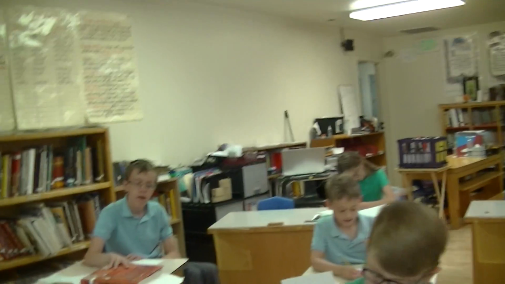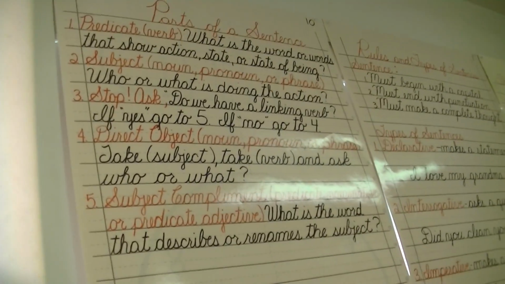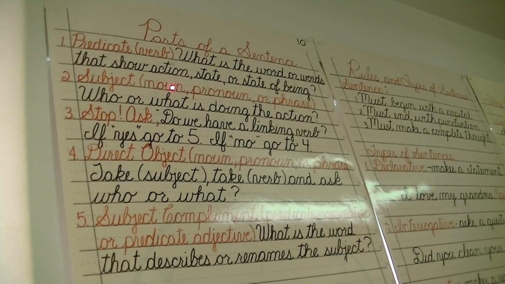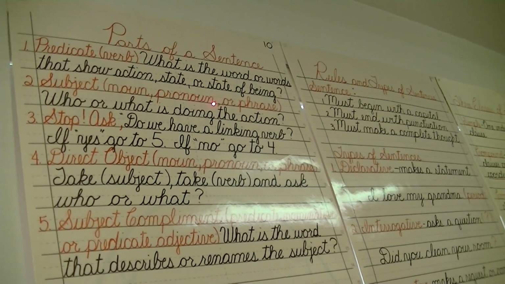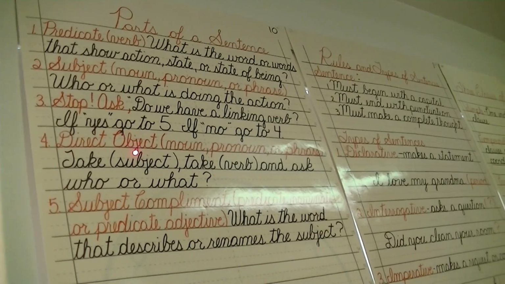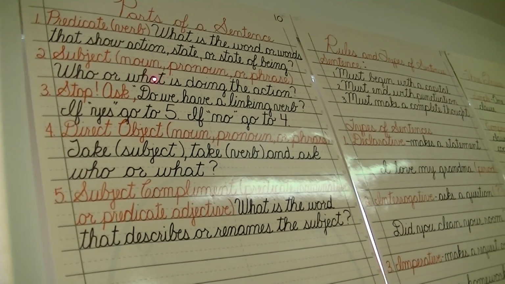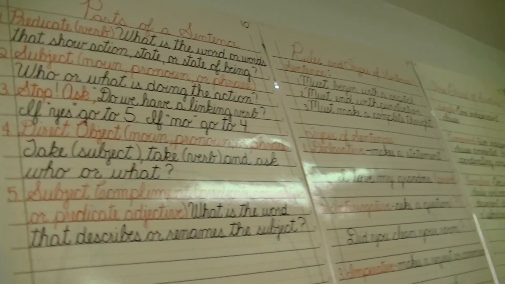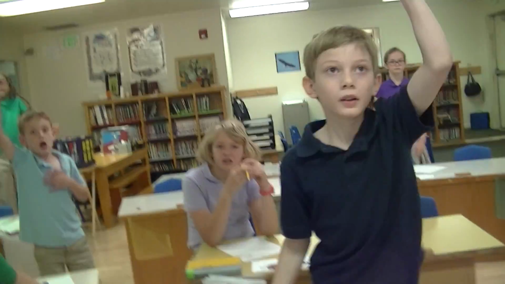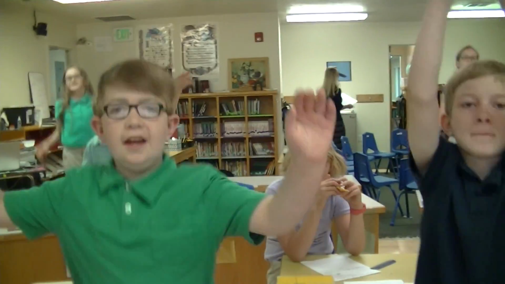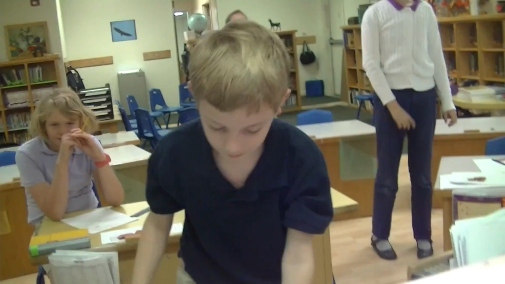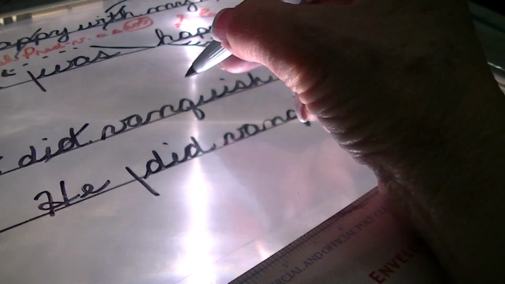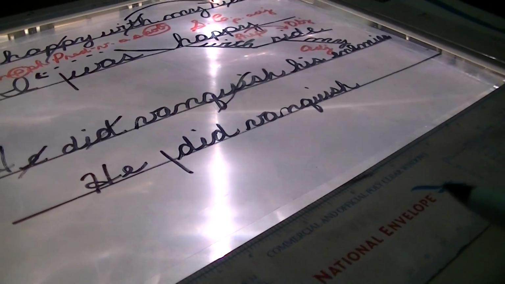All right, now the next part we're going to look for in our sentence is the subject. And the subject is a noun, pronoun, or phrase. And the question we ask is, who or what is doing the action? Who or what is vanquishing, did vanquish? Who or what did? Isaac? Oh, he did vanquish. And I'm going to cross off the words I've used in my sentence.